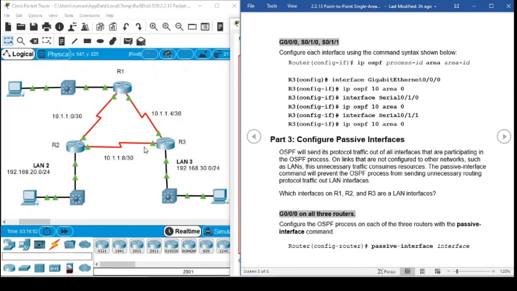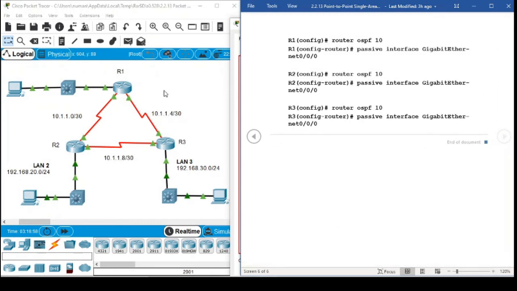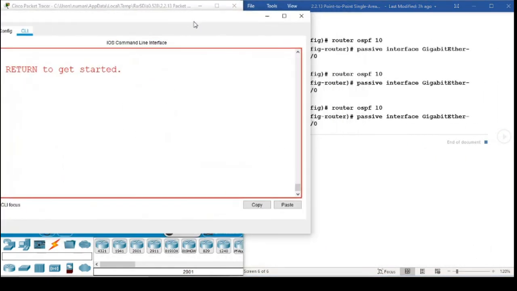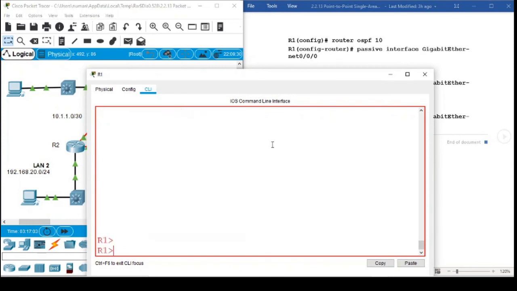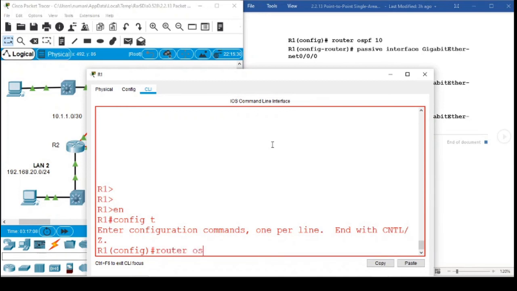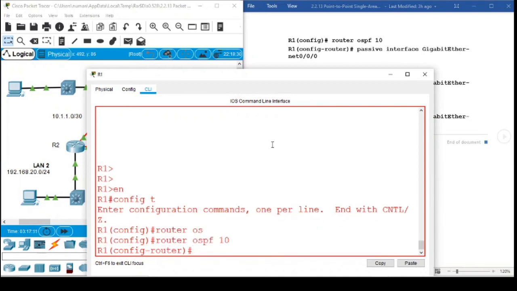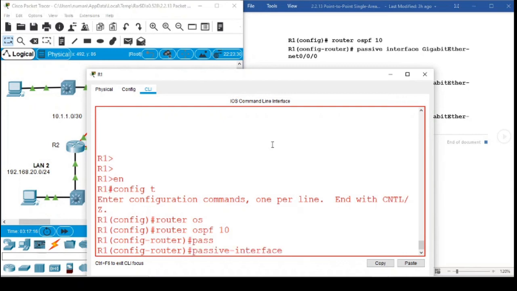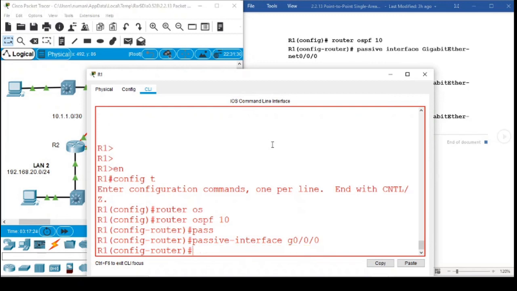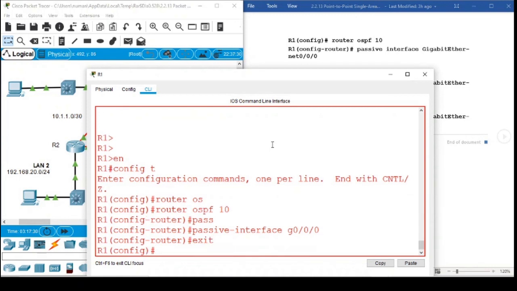So how will it work? I will show you on router 1. For router 1, enable, config T, first you enter the OSPF process, router OSPF process number 10, which we already created earlier. Then passive-interface, this is the command. Which interface do you want to make passive? G0/0/0, the ID. Just press enter, and this interface becomes passive. Now I can exit from here.